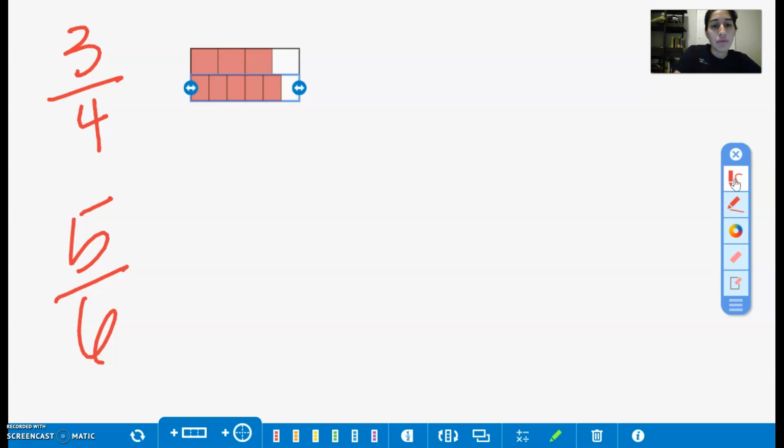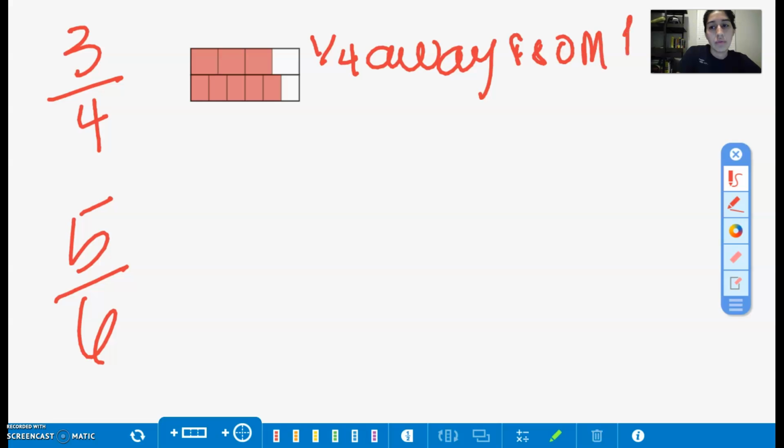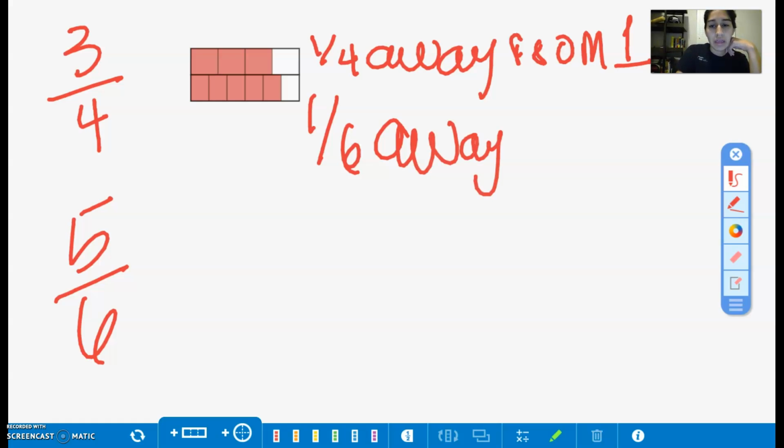We know that 3/4 is 1/4 away from one whole. But then if we look at 5/6, 5/6 is 1/6 away from one whole. Let's look at those pieces away from one whole.